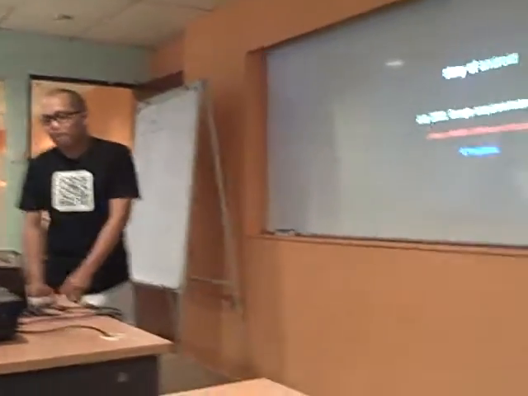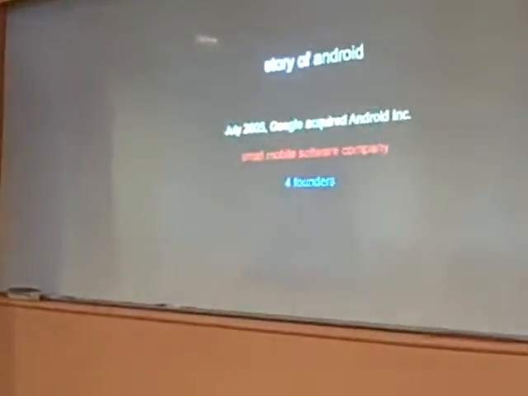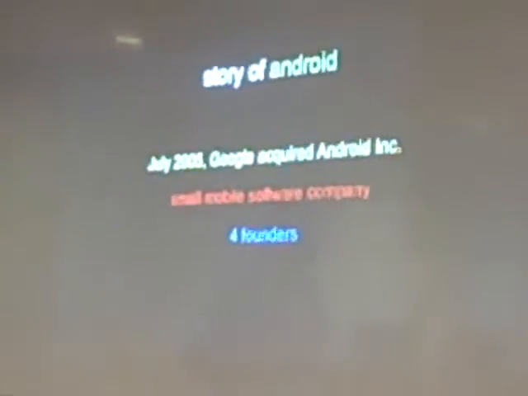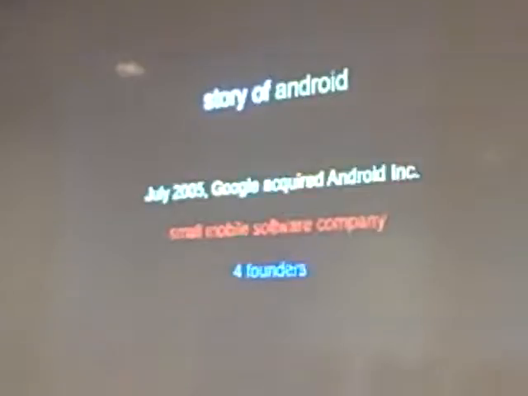In 2005, Google acquired Android Incorporated. It was only a small mobile software company specializing in Java applications. Back in the days, Java was hot.